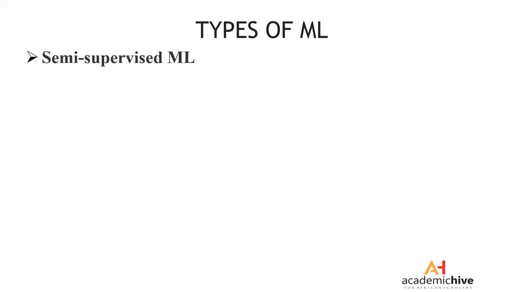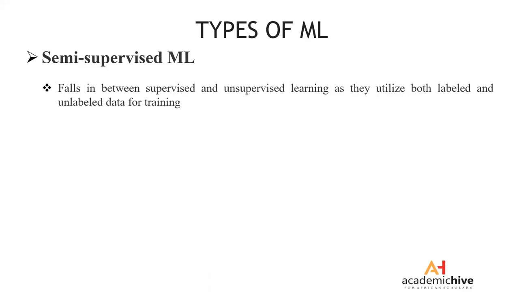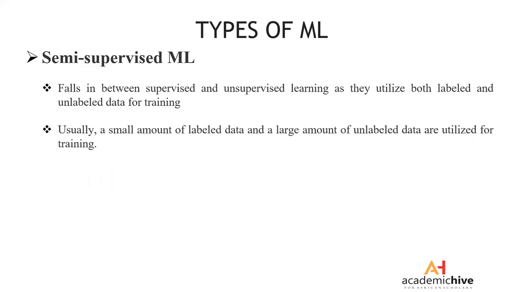Types of machine learning continues. The last of the classification is semi-supervised machine learning. This falls in between supervised and unsupervised learning, as it utilizes both labeled and unlabeled data for training. Usually, a small amount of labeled data and a large amount of unlabeled data are utilized for training. Take note of these basic differences. In semi-supervised learning, there is only a small amount of labeled data and a large amount of unlabeled data. So most data analysts still refer to this procedure as unsupervised.